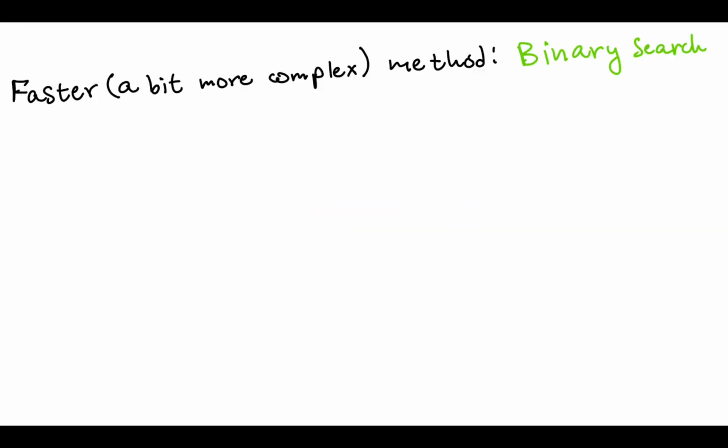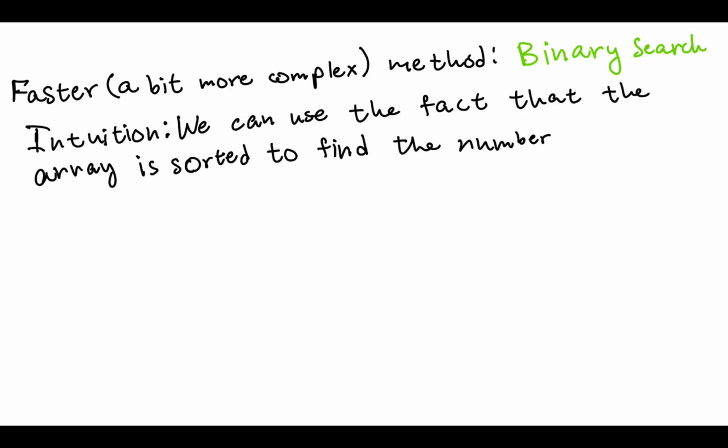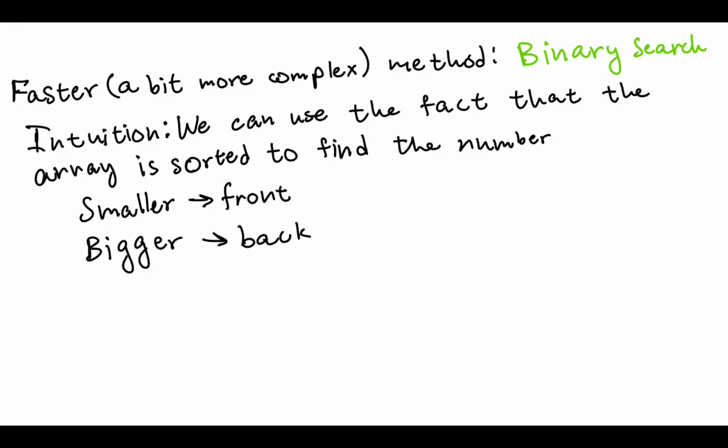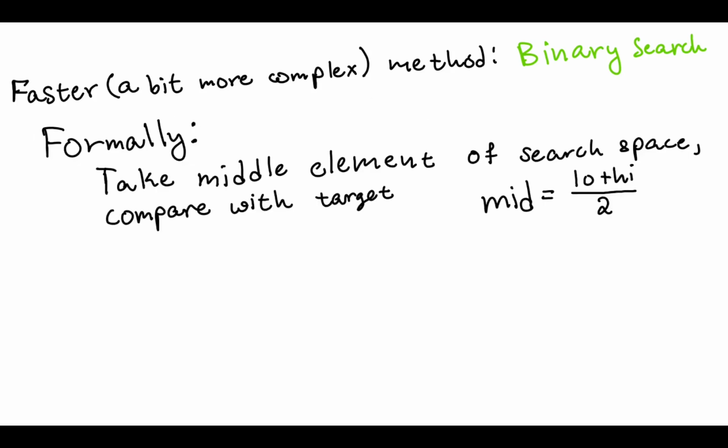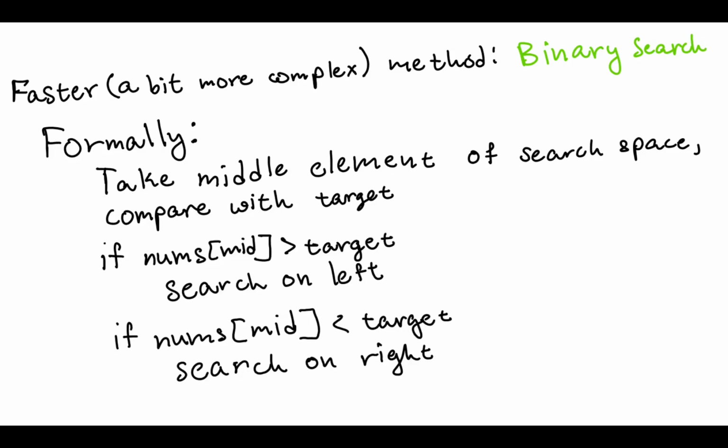We can use the fact that the nums array is sorted in order to find the number. How do we do this? Basically, the intuition is that since the nums array is sorted, the smaller numbers have to be towards the front and the bigger numbers have to be towards the back. Basically, in order to formalize this, we take the middle element of the search space and compare it with the target. We find the middle element by using this formula, low plus high divided by 2, and truncate the decimal. And this is how we shrink the search space each time.